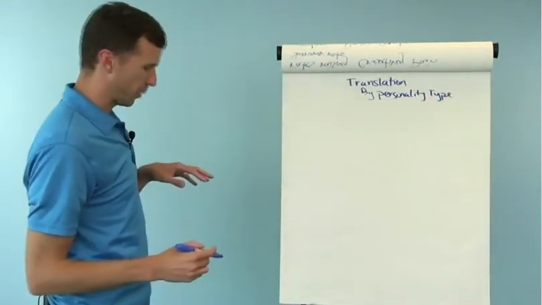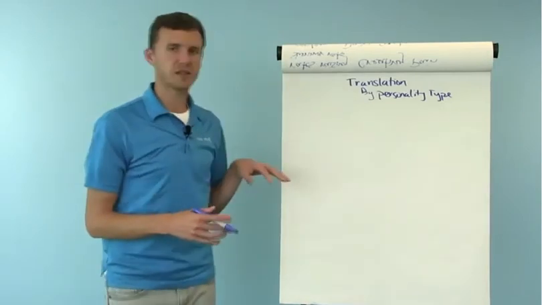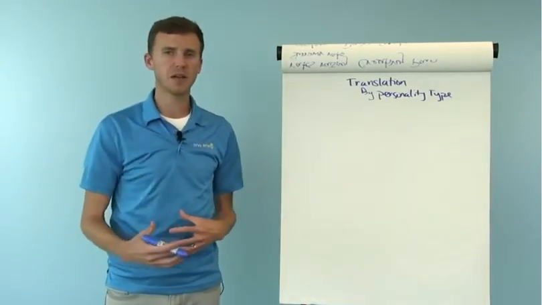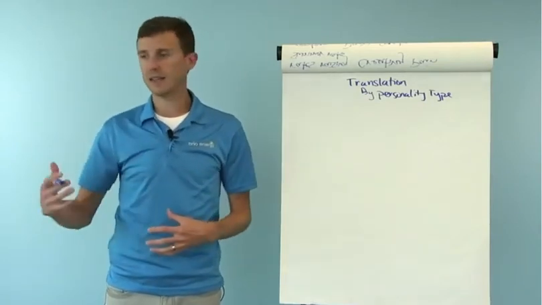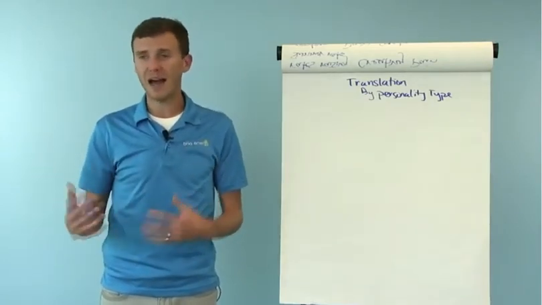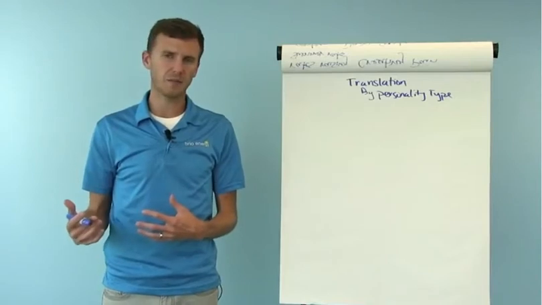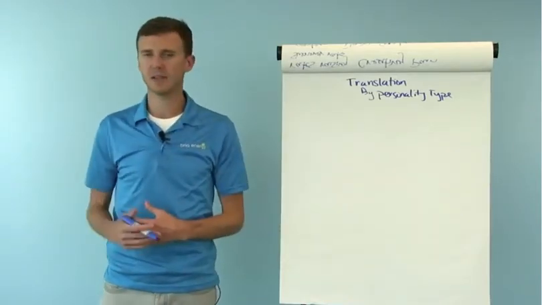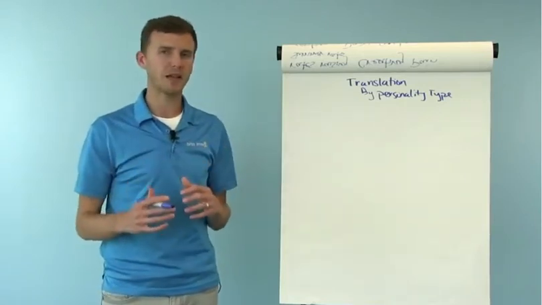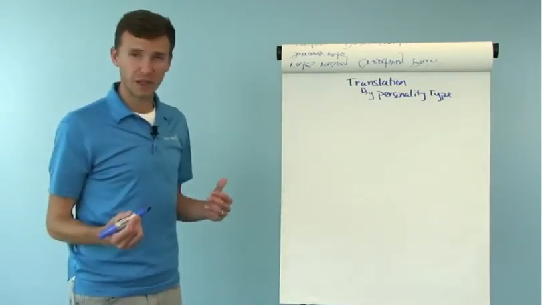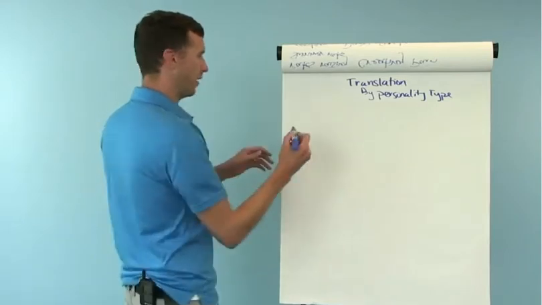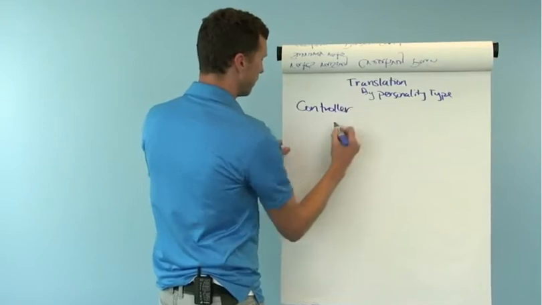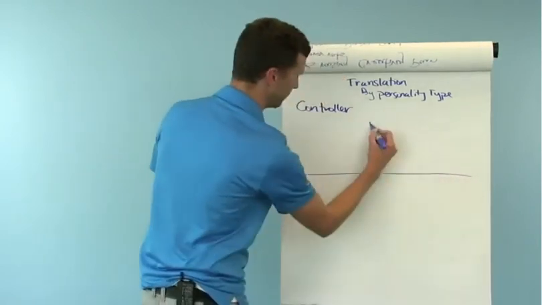Translation by personality type. This is one of those things that if it's done effectively, you can take your 30-40% closing ratio into the 80s, 90s, just unbelievably high closing ratios if you understand your people and you understand how to sell to them by personality type. I'm going to write up a few things, not a lot, but if you've talked to me before, this will make a little sense. But there are 4 personality types.